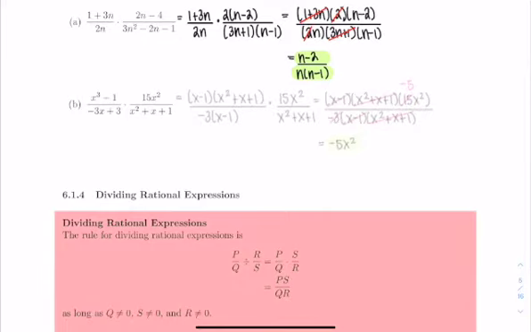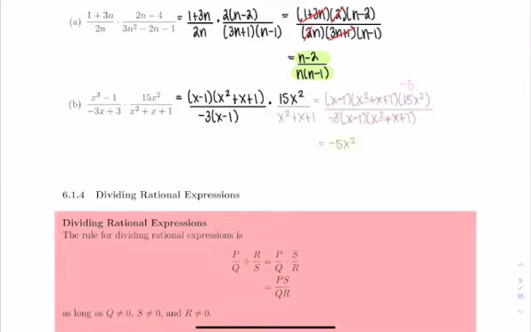Let's look at the next one. x cubed minus 1 over negative 3x plus 3, and 15x squared over x squared plus x plus 1. Well, looking at the first rational expression, the top is a difference of cubes. So this factors as x minus 1 times x squared plus x plus 1. And on the bottom, we can factor out a negative 3, and we're left with x minus 1.